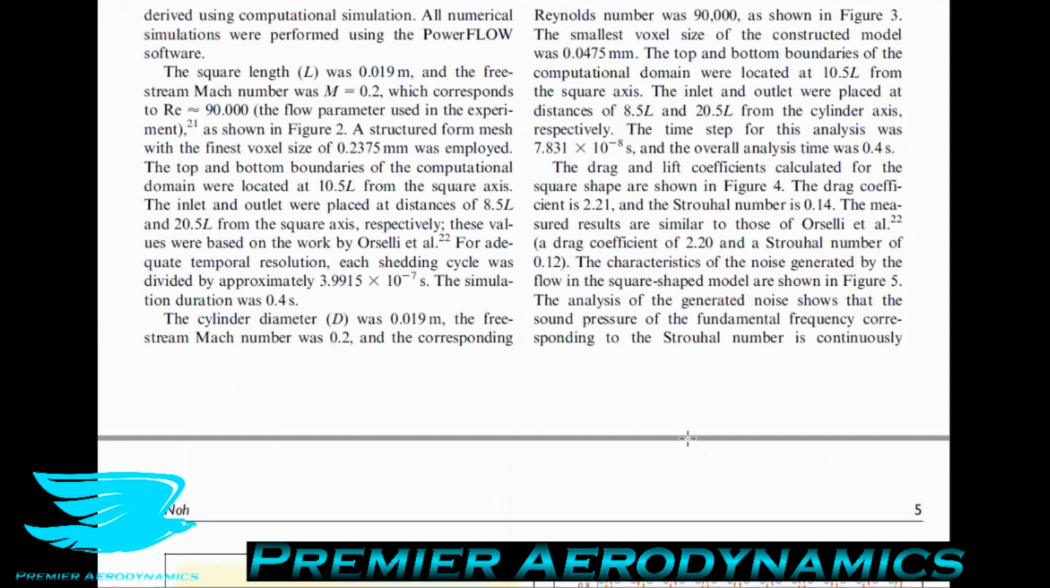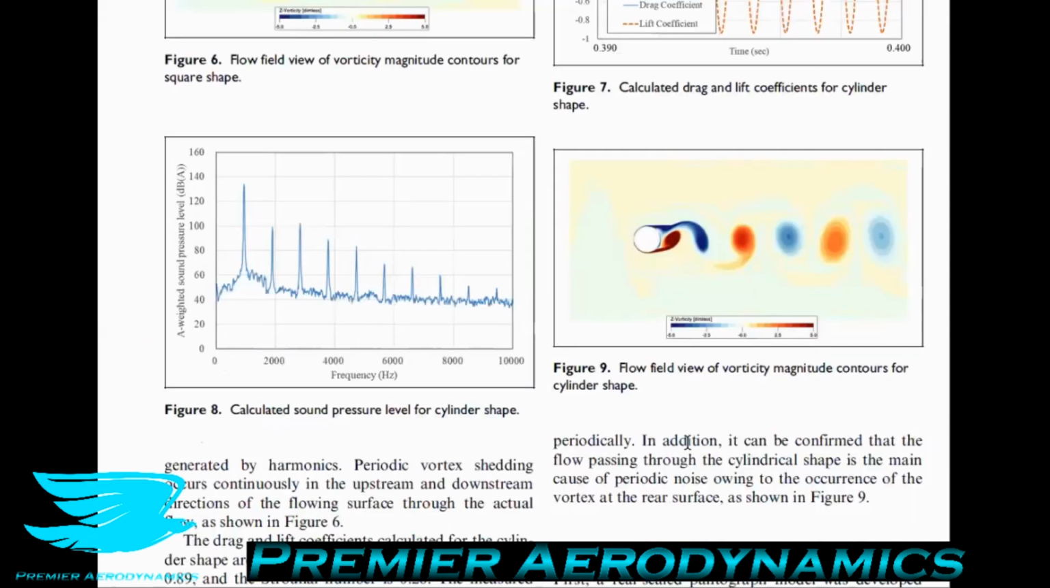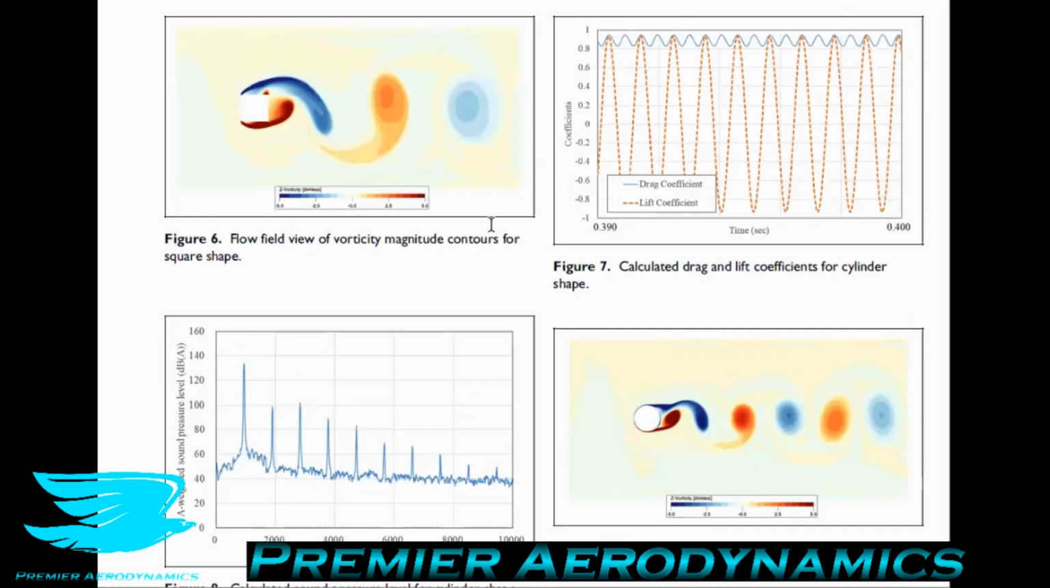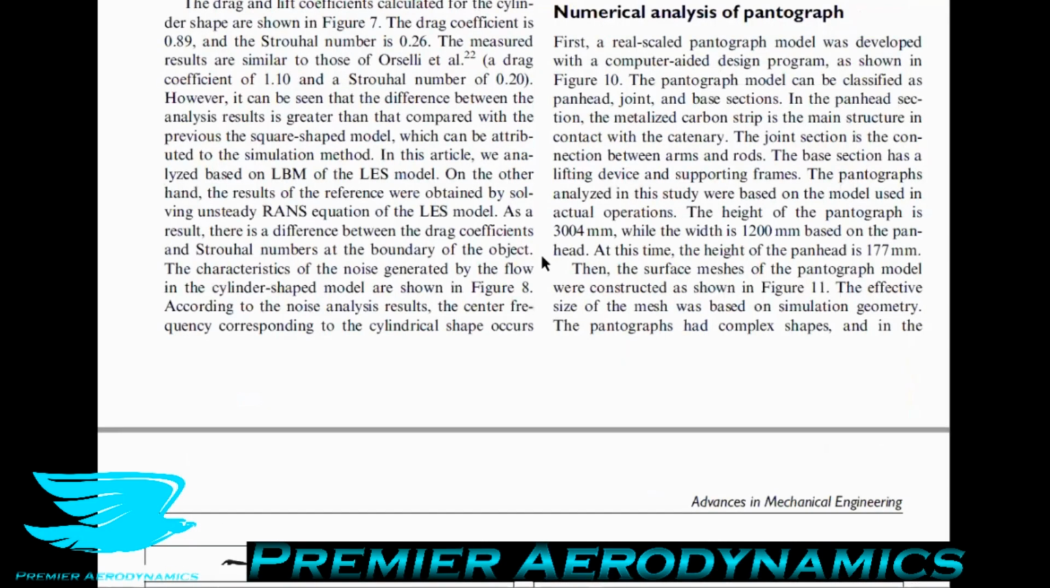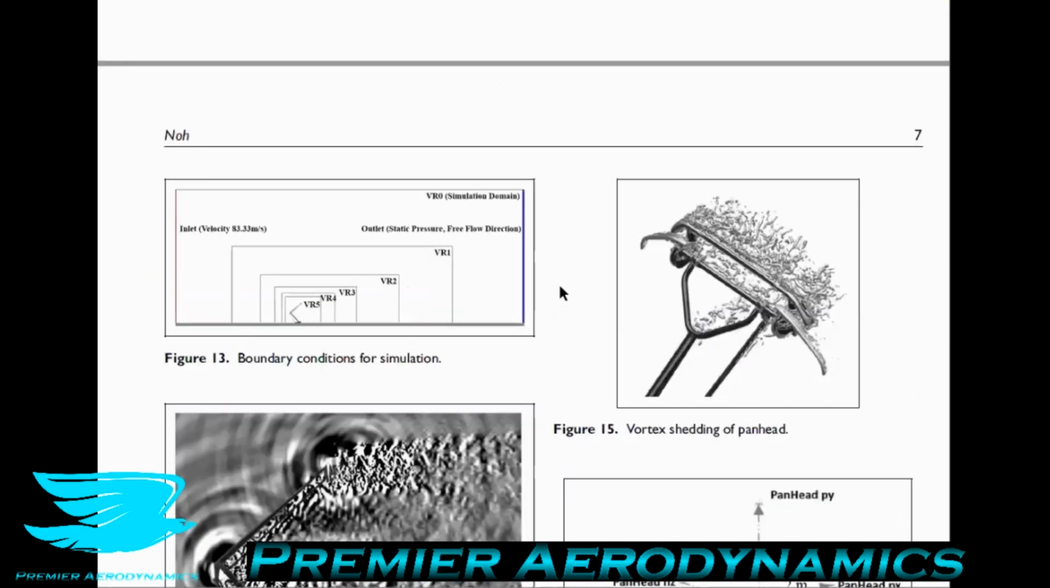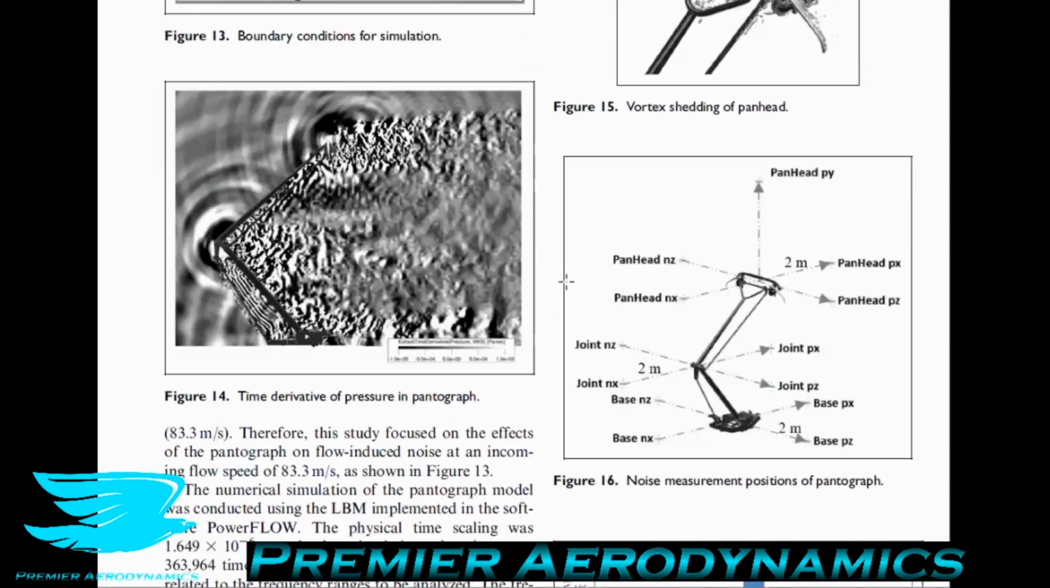So we left off on page 7. Up until then, we were looking at how they set up the LBM CFD, and some different validation cases, for example the square cylinder. Then we looked at the noise that they generated from this pantograph. Let's just recap what the pantograph is.